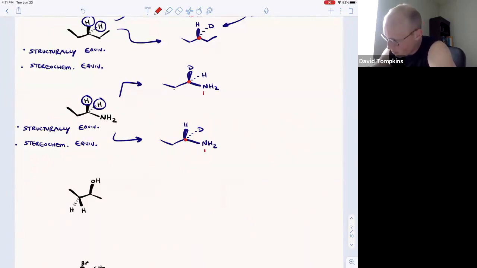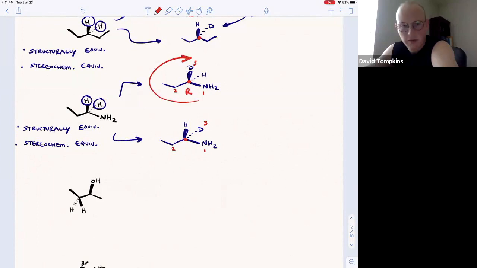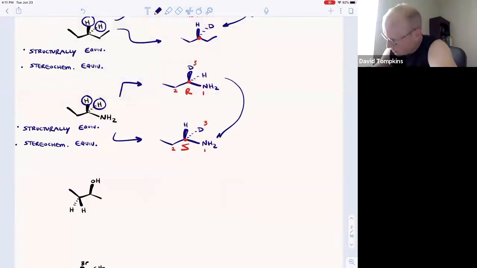Nitrogen, heaviest, priority 1, carbon, priority 2. Deuterium is an isotope of hydrogen that weighs 1 AMU more, so it is priority 3. So this one has the clockwise configuration, R, where the lowest priority is back, and that's correct. This one appears to be clockwise, however, the hydrogen, number 4, is coming at us, so we must flip the answer. It's really S. And for two compounds that have opposite configuration at their only chiral center, they are enantiomers, or non-superimposable mirror images, which means these two protons that were replaced are enantiotopic.